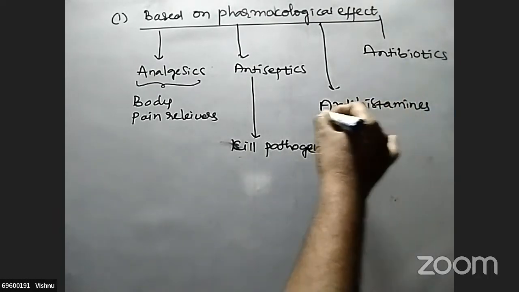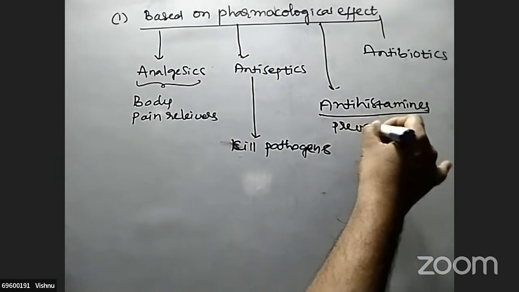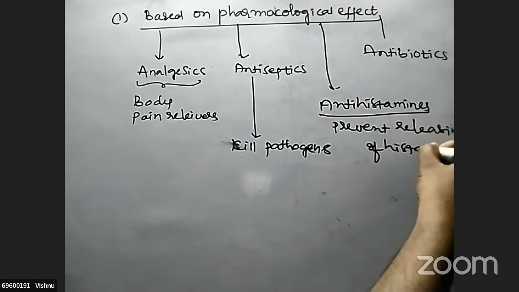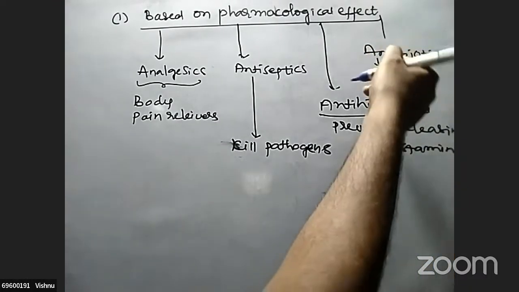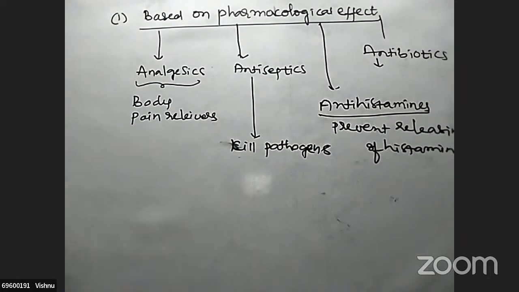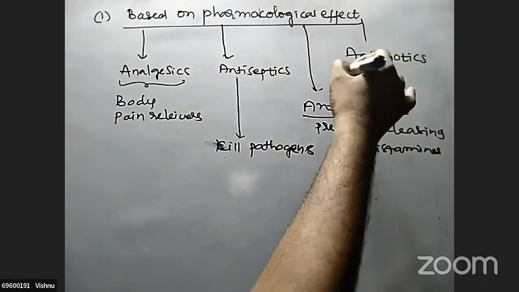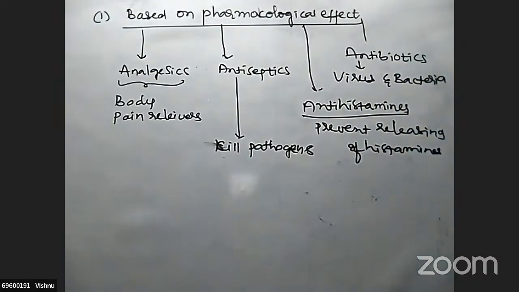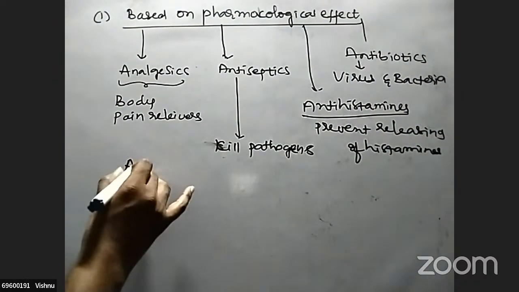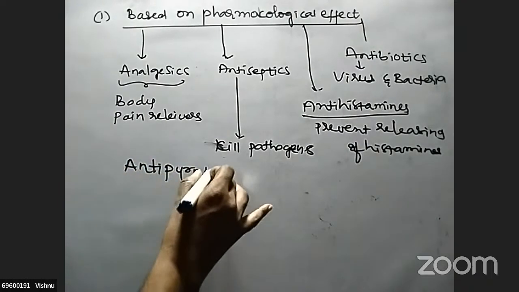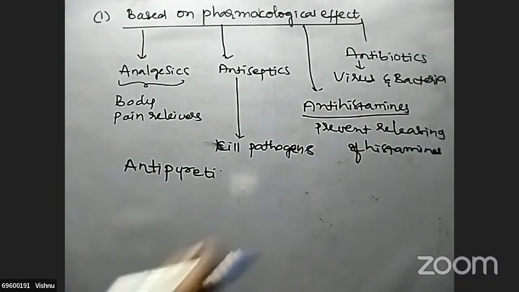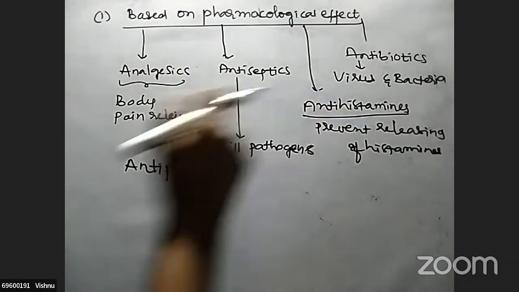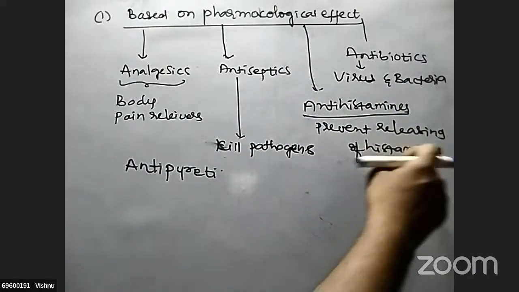And next is antihistamines, which prevent the releasing of histamine. That is called antihistamines. It is internally taken. Antibiotics are produced by microorganisms, and are important to kill viruses and also bacteria. Next is antipyretics. What is the histamine here? Histamine causes lung infections and eye itching because of the releasing of histamine. Some irritating effects are because of histamine, and antihistamine prevents the releasing of histamine.